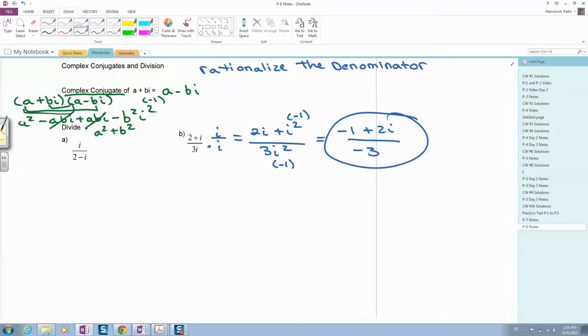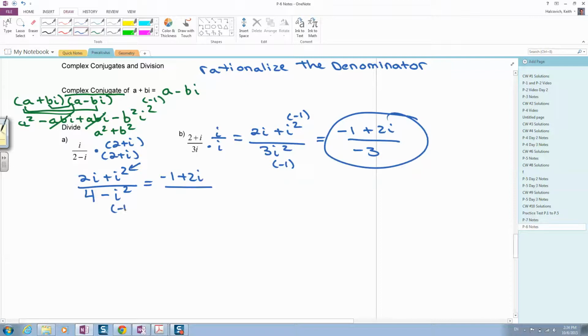So if you multiply by the conjugates, you get 2i plus i squared over 4 minus i squared, because remember the middle terms are going to cancel out. So it's negative 1 plus 2i when you substitute in for the i squared, and then this is 5.